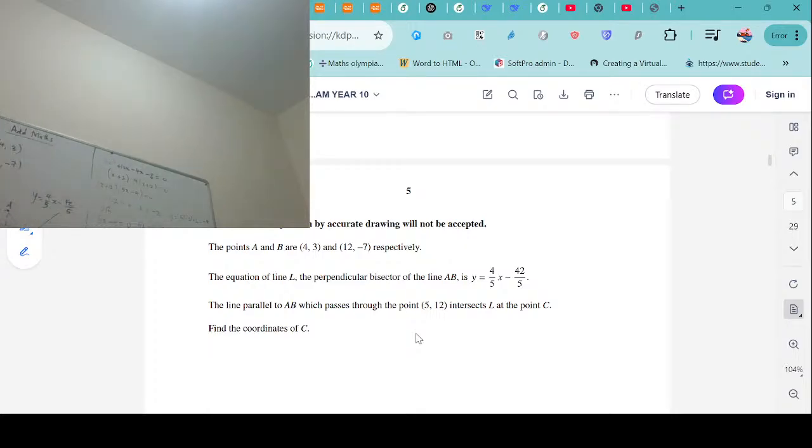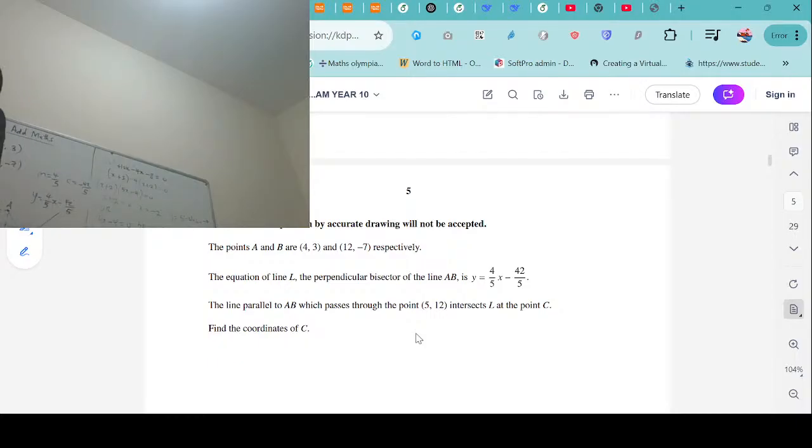So let's not worry about this, no matter how complicated it is. We'll take it little by little. First thing, we know that there are 2 points. We first of all identify the position of those 2 points on our coordinate graph. Then we are told that there is a perpendicular bisector that bisects this line, and it's given by this equation. So from this equation, what can we see? We can say that the slope of that graph is 4/5, and the intercept on the y-axis is -42/5.